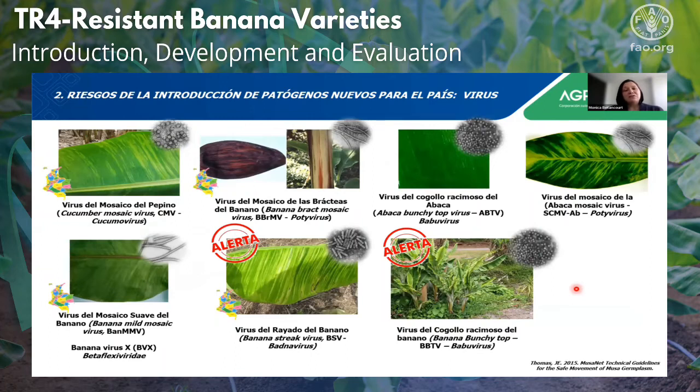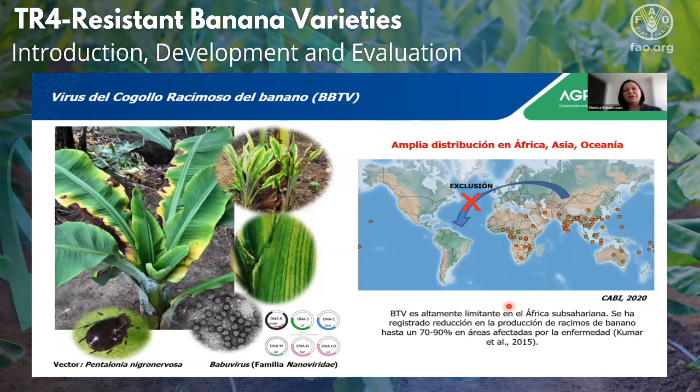Revisamos entonces cuáles eran los riesgos específicos para Colombia. En Colombia tenemos 4 virus reportados, pero 3 de esos virus que aparecen como importantes dentro de las musáceas no están en el país: virus del cogollo racimoso, virus del mosaico y virus, por supuesto, del bunchy top. Y para nosotros la alerta más grande estaba en estos 2: el virus del rayado del banano, porque además es un virus que tiene diferentes variantes, o realmente son varios virus diferentes, que a veces no son fáciles de diagnosticar y que no tenemos muchas de esas cepas en el país. Y, por supuesto, el bunchy top, que se considera un virus altamente agresivo y con un potencial muy fuerte de dispersión.